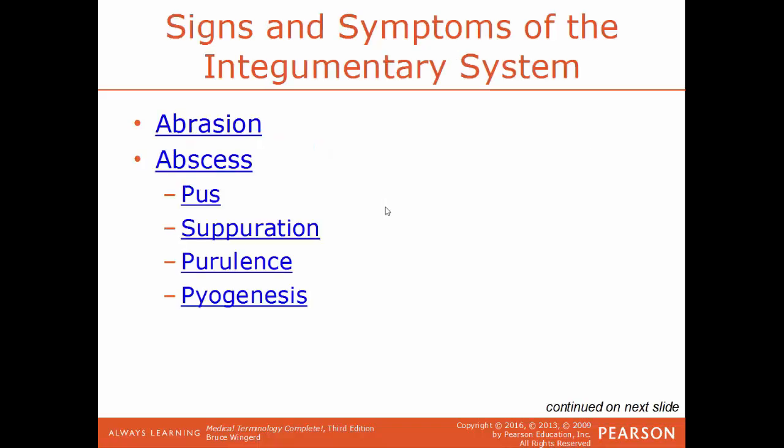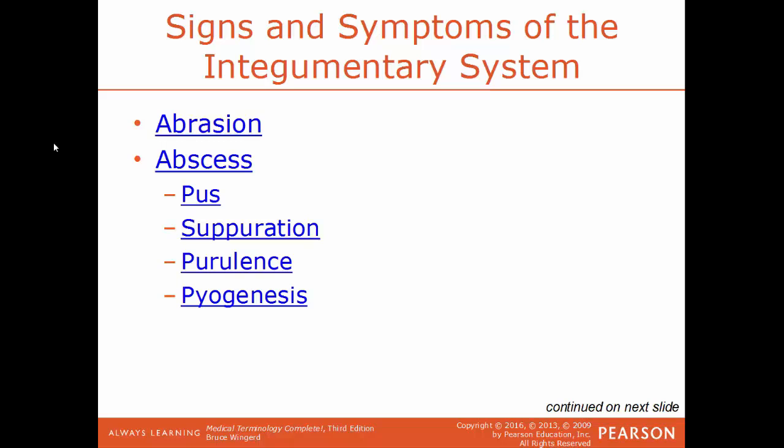Next we'll talk about some various signs and symptoms of the integumentary system. See the first one, abrasion. This is the technical name for a scratch or scraping away of the skin. See next one, abscess. This is a small pocket of tissue, usually wrapped around in a membrane. But an abscess is something that you definitely don't want because it's a sign of infection. And abscesses will usually be covered in a fluid called pus.